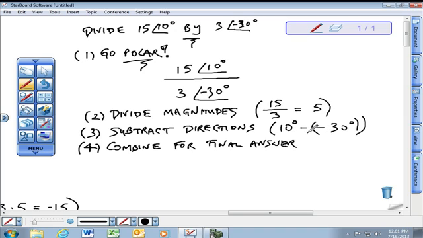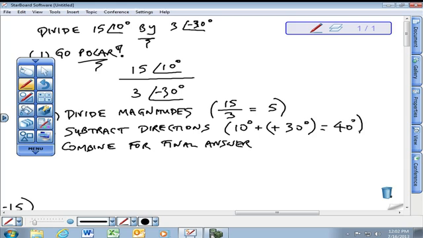So 10 degrees minus, and then take a look, it's a negative 30. So that's where you're going to do your plus a positive, right? And then, let's see, not too happy with my parentheses. There we go. All right, so that's going to be, of course, 40 degrees. Scoot that over. All right, so combine for final answer. So your final answer is going to be a magnitude of 5 angle 40 degrees.